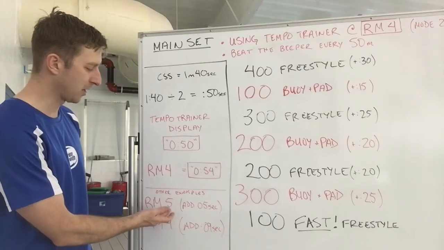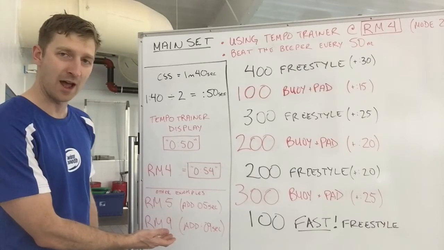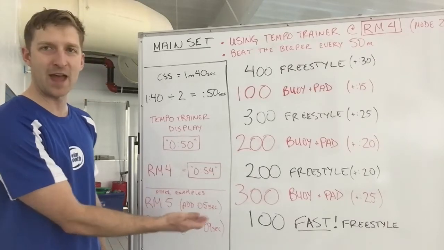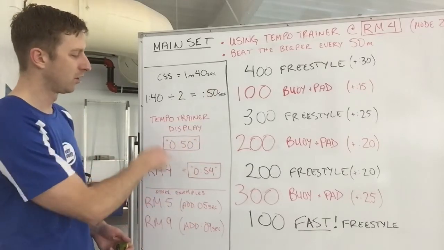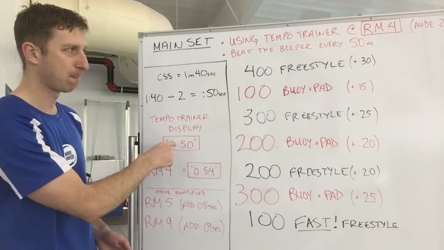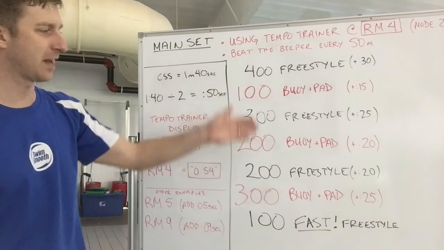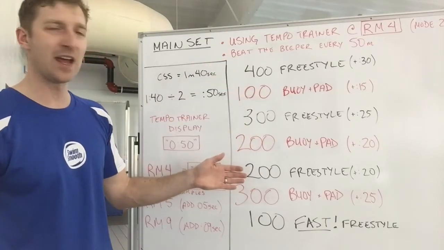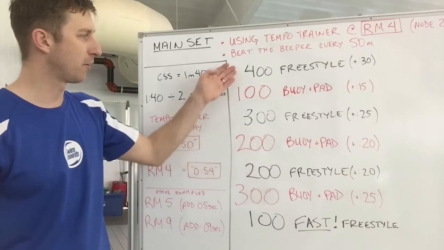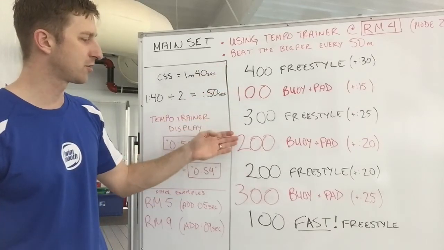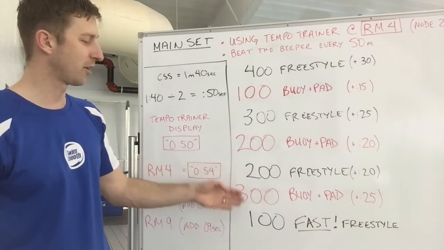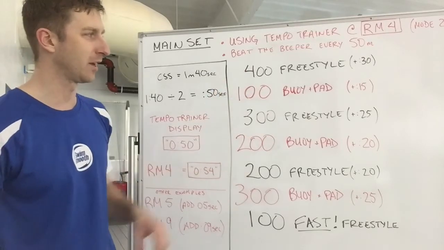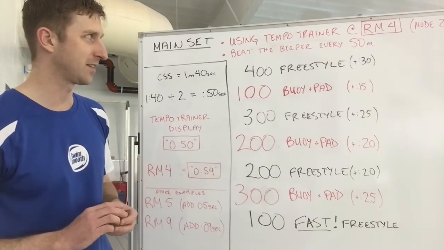If you saw it expressed as RM5 or RM9, for example, you would simply add that amount of time to your display right here. Now, here's an example of a squad session that we did today. So this is the main set of today's squad session. We did a 400, a 100, 300, 200, 200, 100, 300, and a 100 with some pulling with pull buoy and paddles mixed in there.